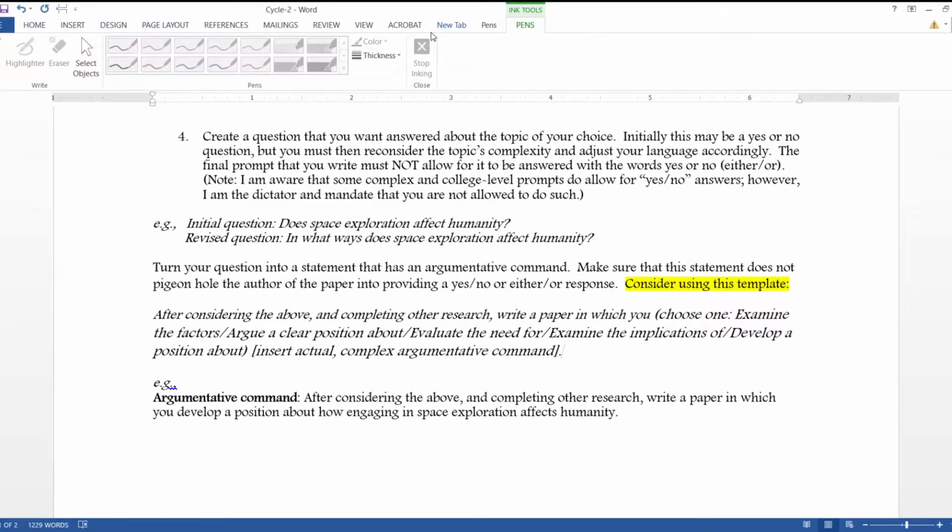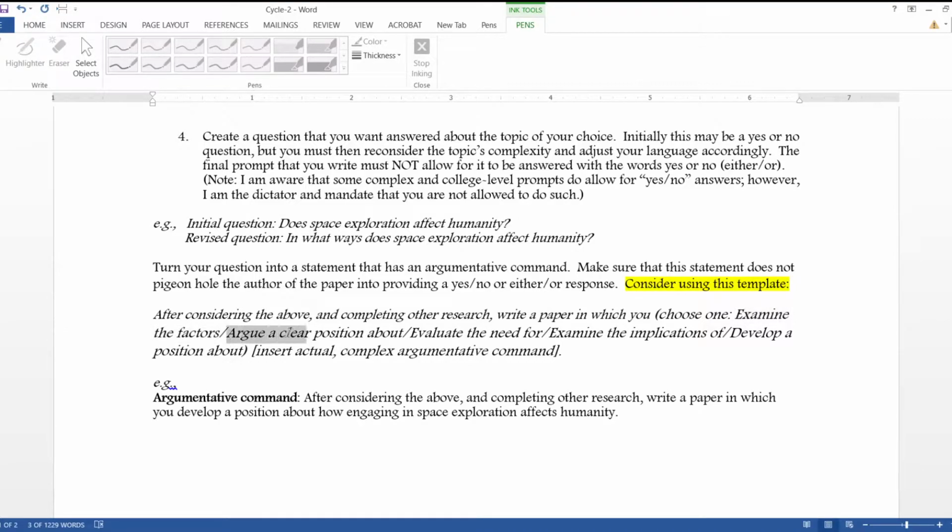Okay? You get to choose any of these here. You could say, write a paper in which you examine the factors. If I wanted to, I could say, examine the factors about how space exploration influences humanity. It's a little bit wordy. I don't know why you would word it that way, but you could, right?